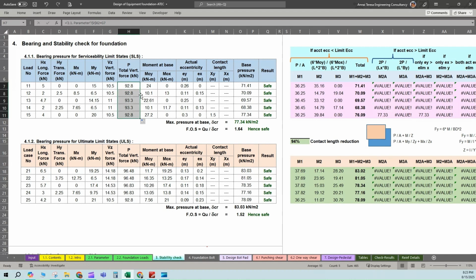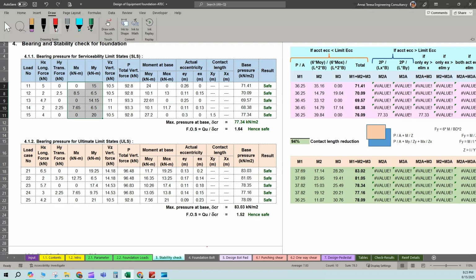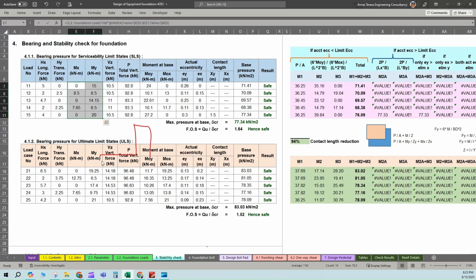You can just drag this. And coming to the moment at base, so MOY and MOX. Generally this moment MX and MY acts on the top of the plinth level. Say for example, if this is the foundation, we have HX acting in this direction and HY acting in this direction. Both are in horizontal direction, X and Y.